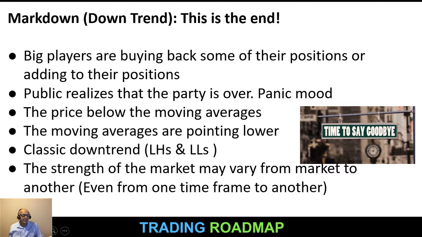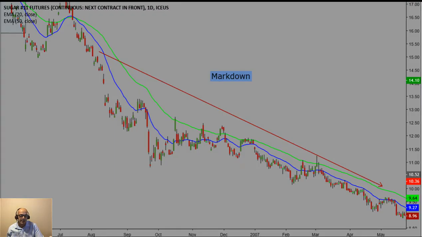The strength of the market may vary from one market to another and even from one time frame to another. And here we go. Look at this massive sell-off. You're going to define the lower highs and lower lows. That's a low, that's a low, a higher low. It depends how you define it, but you see it's a massive sell-off. All the moving averages are down, the price is going down, everything is going down. And now you might ask yourself, why are we talking about this?